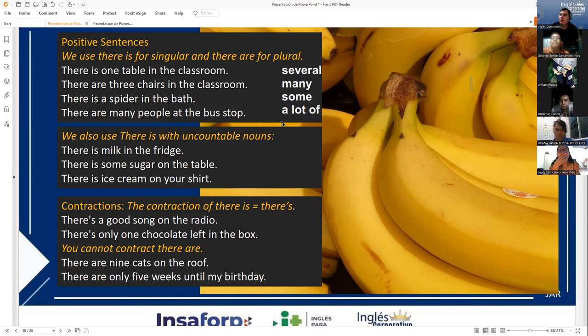There's one table in the classroom. There is a table in the classroom. Normally, we don't use one in a sentence like that. We say there is a table in the classroom. There are three chairs in the classroom. There is a spider in the bath. There are many people at the bus stop. There is singular, there are plural.